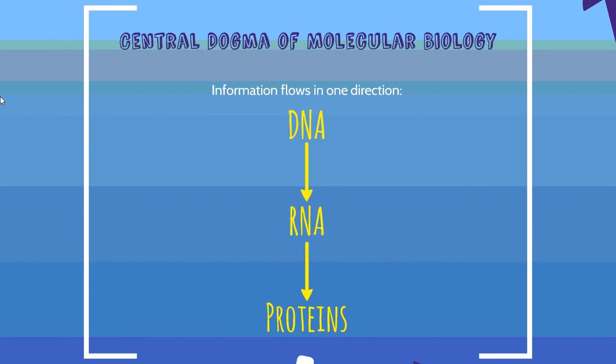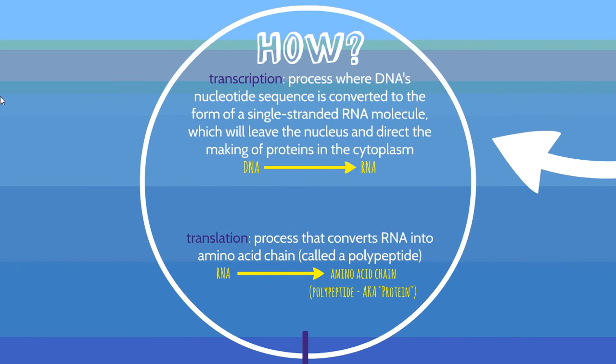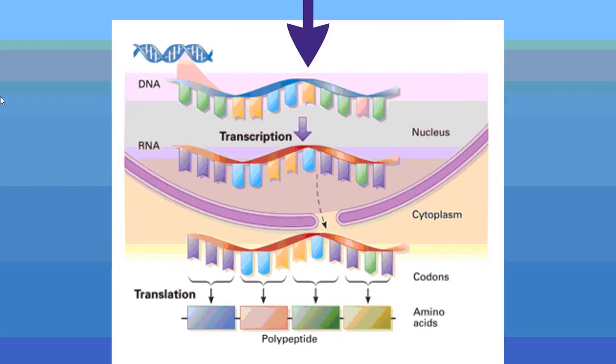Alright, so we're going to start out, if you remember, the central dogma of molecular biology is the flow of information from DNA to RNA to proteins. In that, there's two processes that occur. There's transcription, where we use DNA to make RNA, and then there's translation, where we use RNA to make that chain of amino acids. We'll talk a little more specifically about how each of these processes happens in just a moment.